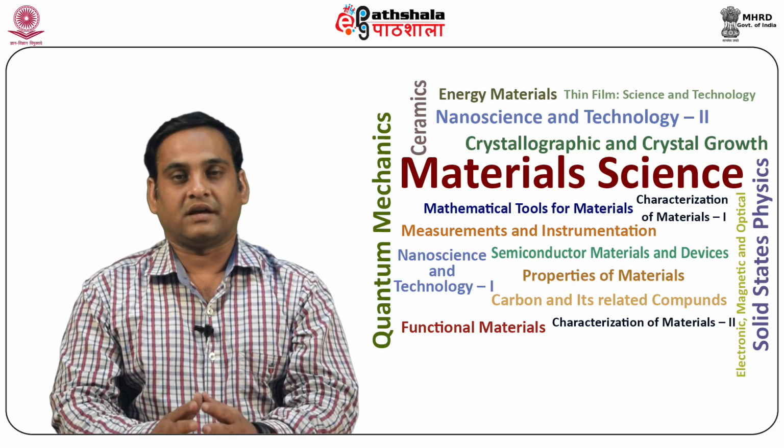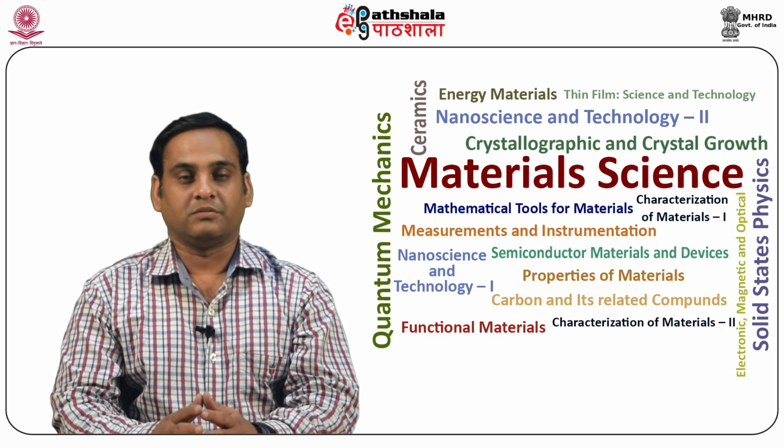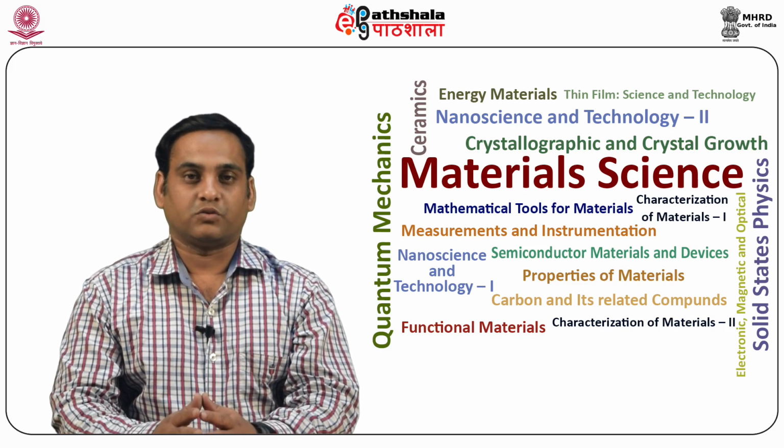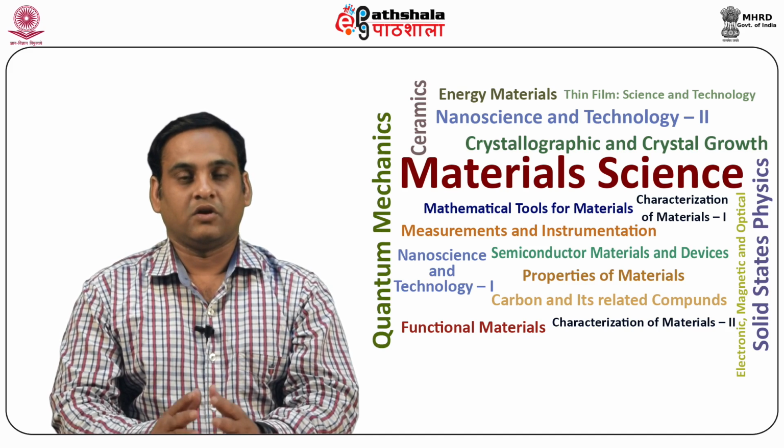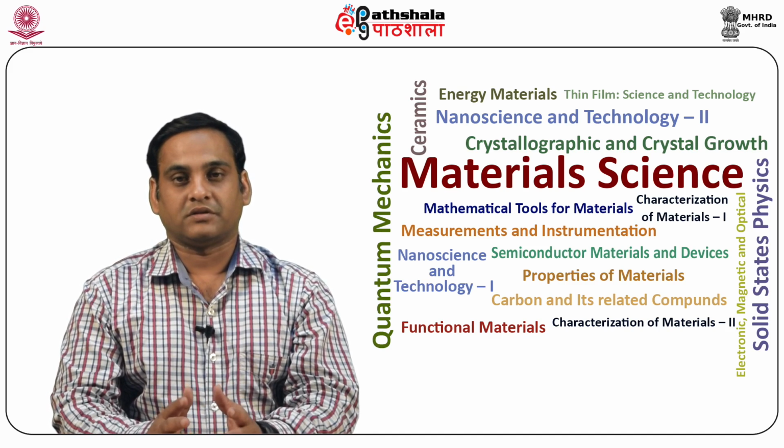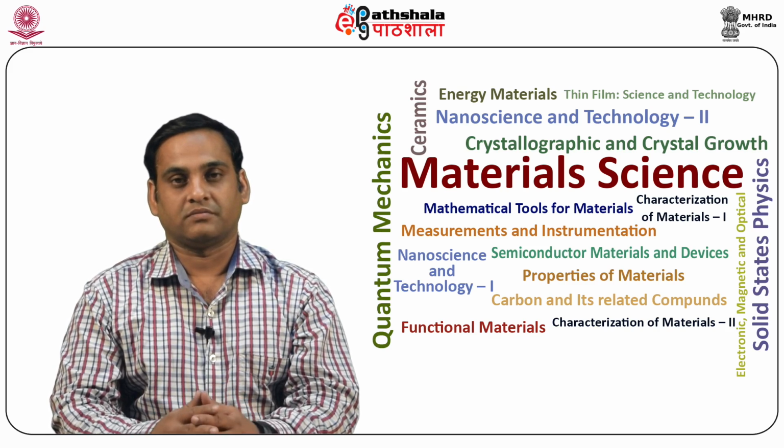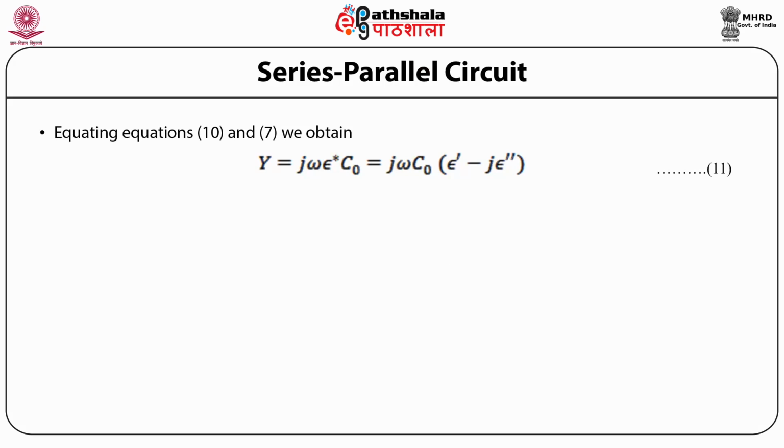Substituting again Cs Rs equal to tau, the above equation becomes Y equivalent equal to omega square Cs Rs divided by 1 plus omega square tau square, plus j omega Cp plus j omega Cs divided by 1 plus omega square tau square. Equating equations 10 and 7, we obtain Y equal to j omega epsilon star C0, equal to j multiplied by omega multiplied by C0 into epsilon prime minus j epsilon double prime.